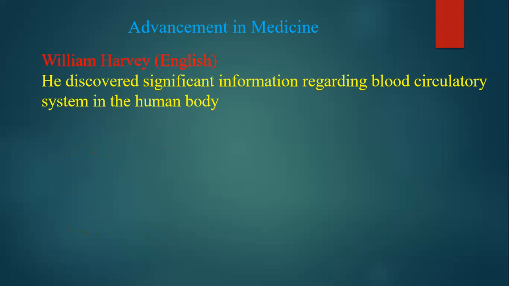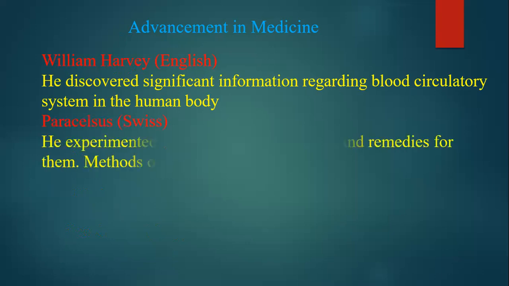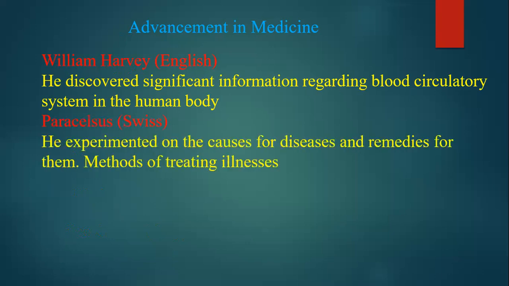And Paracelsus, he experimented on the causes for diseases and remedies for them. Early people were thinking that the diseases are caused by the god. If the god is getting angry, we get diseases. This person discovered that there are two types of diseases: some diseases are caused by bacteria or virus, microorganisms, and the other diseases are coming from the body. So if they are caused by bacteria and virus, you can treat those diseases and cure them.